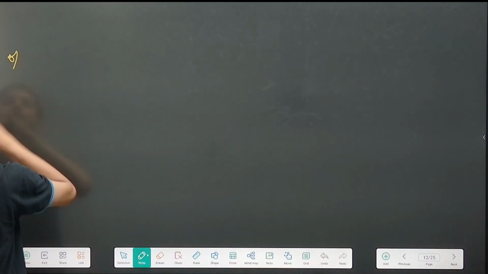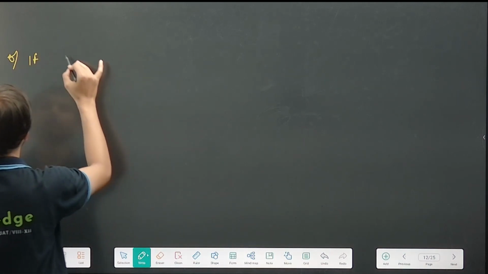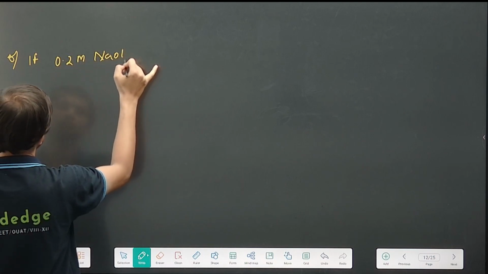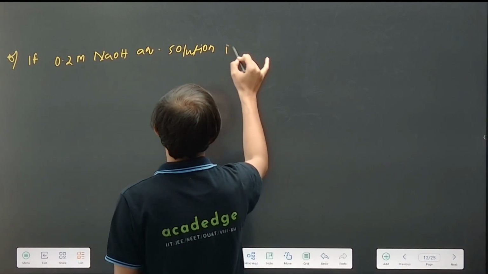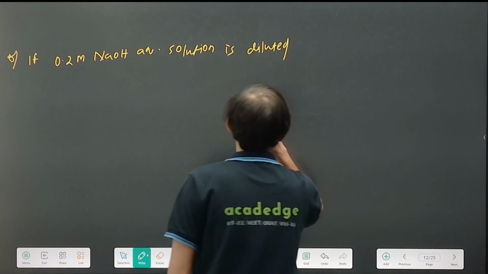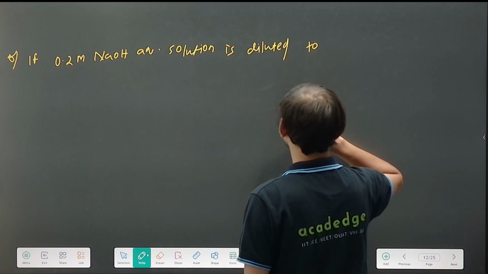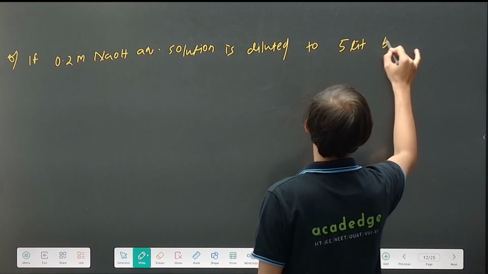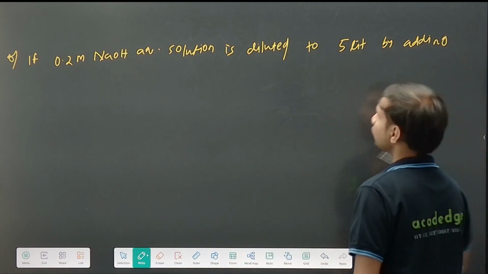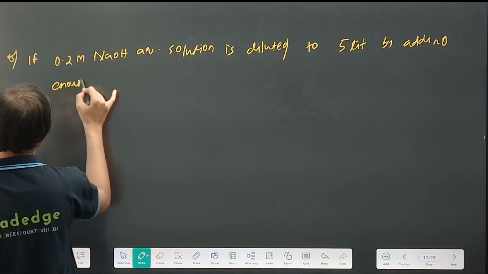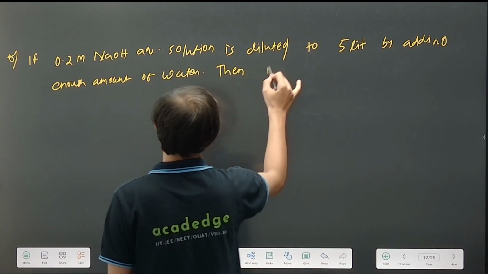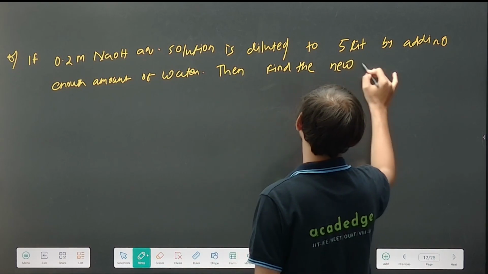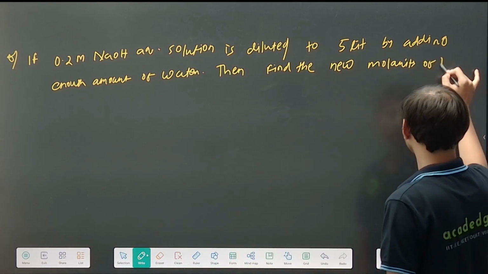Now, let's talk about a question, okay? If 0.2 molar NaOH aqueous solution is diluted to 5 liter by adding enough amount of water, then find the new molarity of the diluted solution.